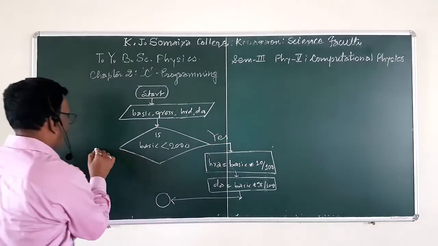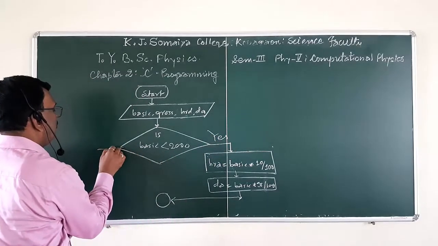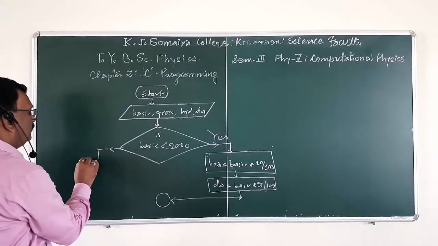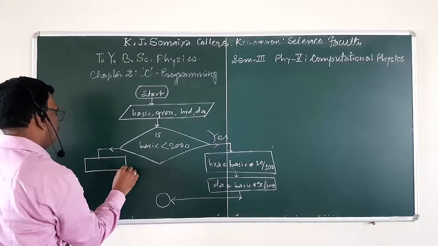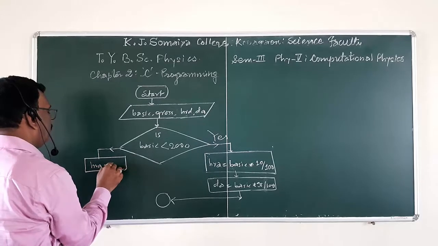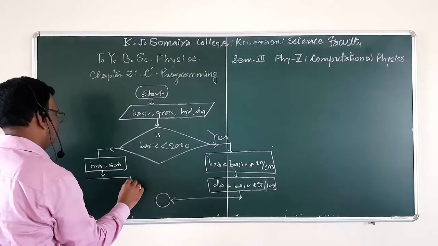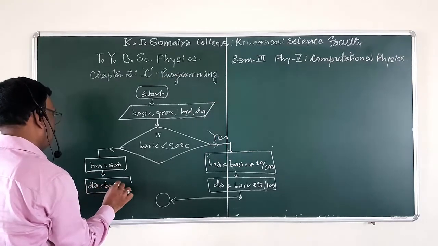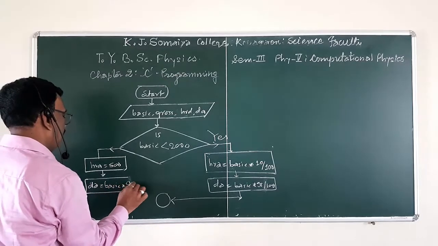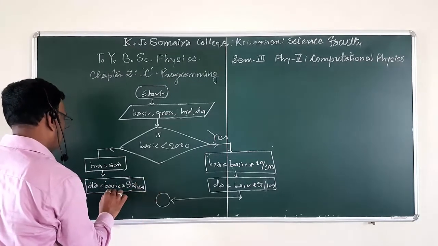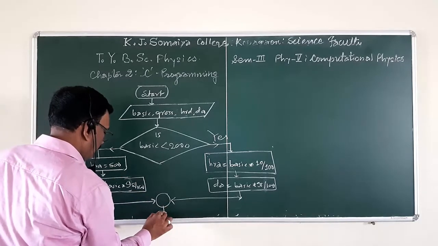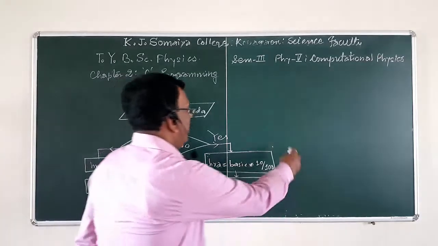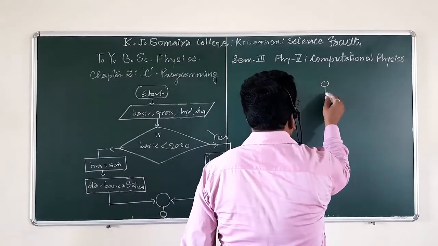If the condition is true, and if the condition is false, that is basic is not less than 2000, it is equal to 2000 or greater than 2000, then HRA is a lump sum amount, HRA is equal to 500, and DA is equal to basic into 98% of the basic. Here space is less, therefore I place the symbol of a connector, and the remaining part of the flow chart is written here.